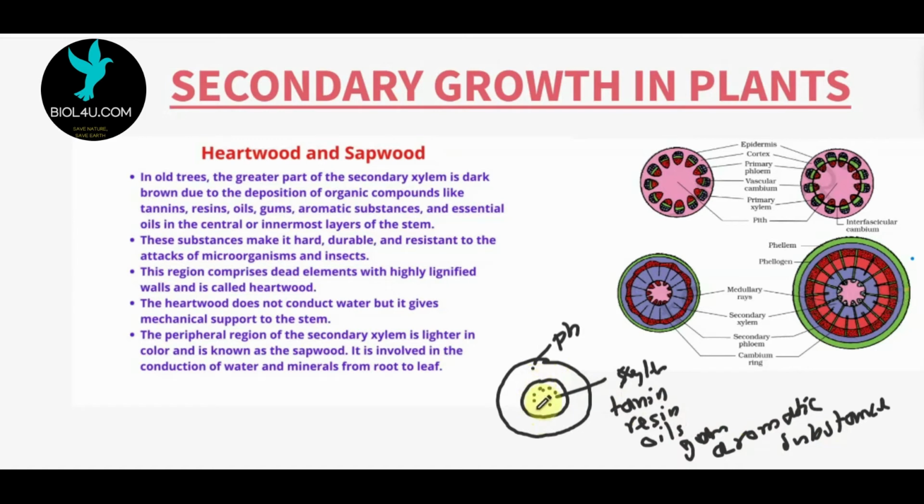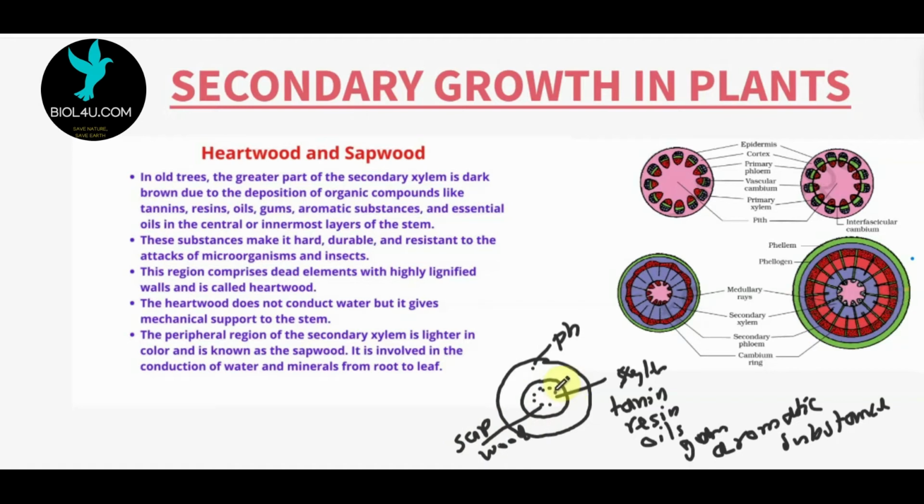The peripheral region of the secondary xylem is lighter. See here, this part is much lighter in color and is known as the sapwood. So this is the primary xylem part, and this is the secondary xylem part.